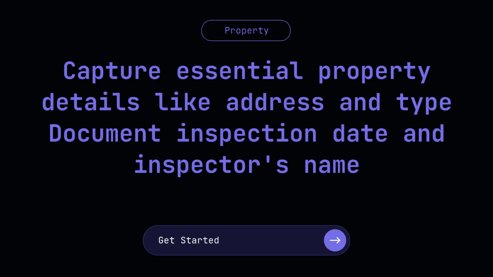Start by capturing essential property details like address and type. Document the date of inspection and inspector's name for accurate records. Include developer and contractor information with space for notes. This overview ensures all critical data is collected. It sets the stage for a thorough inspection process.